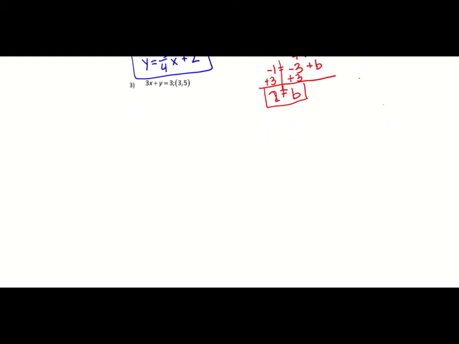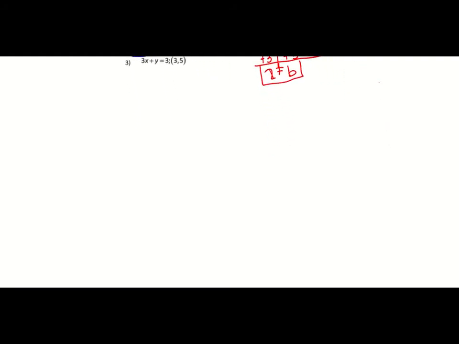Okay, one more example. 3x plus y equals 3. I cannot figure out the slope just from looking at this equation because it is not in slope-intercept form. y is not by itself. So to get y by itself, I need to move everything to the other side. If I subtract 3x from both sides, I get y is equal to negative 3x plus 3.